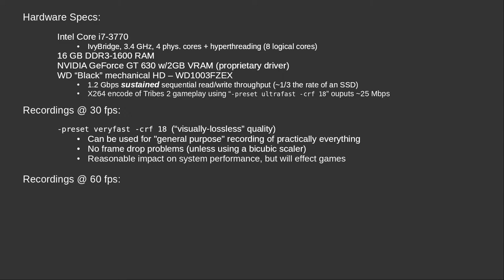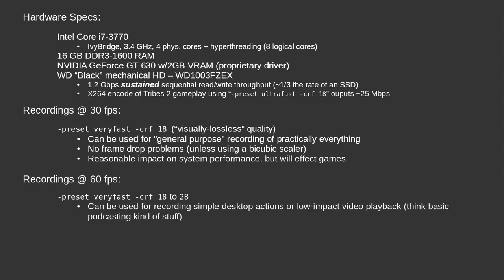Now let's jump forward into 60 frame per second recordings. We've already pretty much discovered that using very fast and CRF18 can be problematic. The same range for a constant rate factor is a CRF of 18 to 28. 18 would be considered visually lossless, 28 would be considered passable. You'd really have to run your own recordings and see what constant rate factor values work for you. Some people are perfectly happy with 28. I'm not. Anyway, within that CRF range and very fast, I can use this for recording simple desktop actions or low impact video playback. So think basic podcasting kind of stuff.